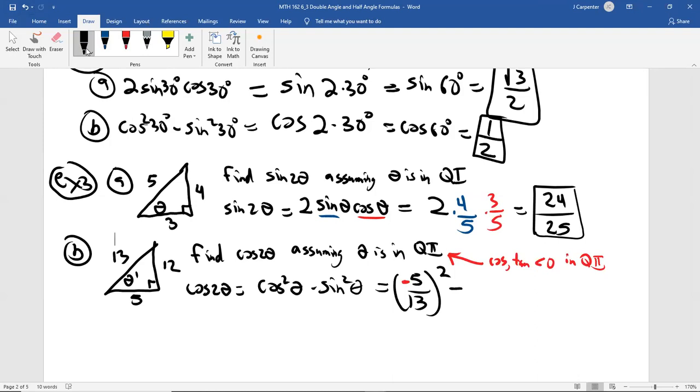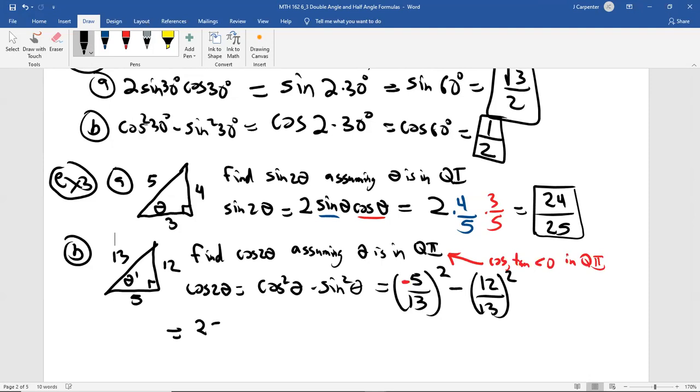And then minus, this minus sign's there. And then the sine squared. Now, sine's positive in quadrant 2, so no extra negative there. And then the sine would be 12/13, but because of the square, you still do need the parentheses. It wasn't just because of that negative we needed the parentheses. The squaring said we also needed it. And then your square tops and bottoms.